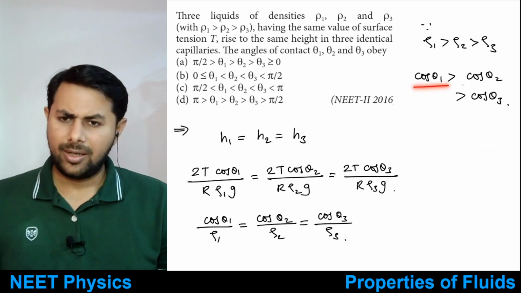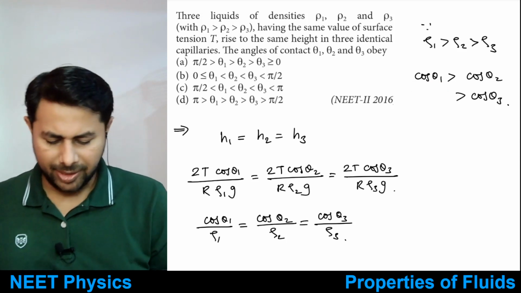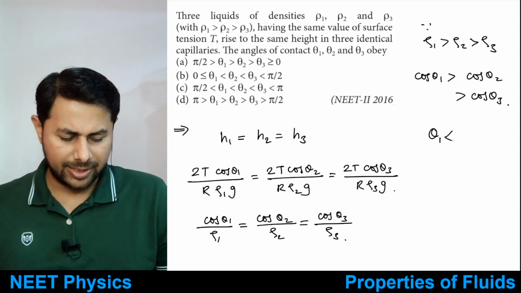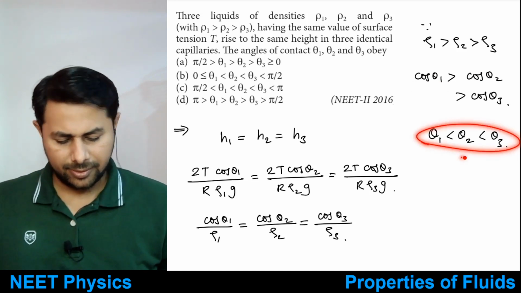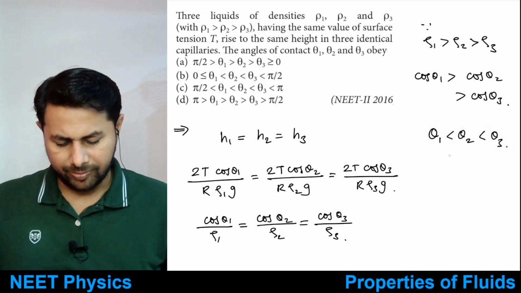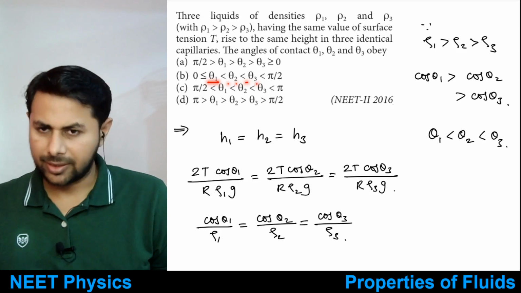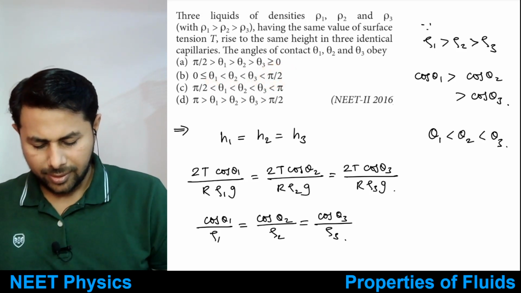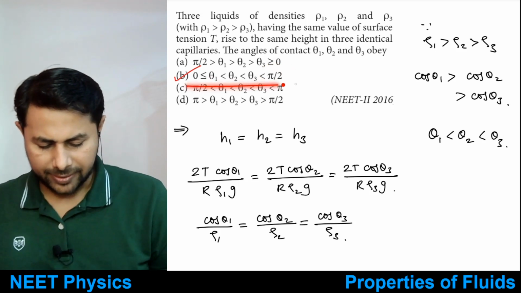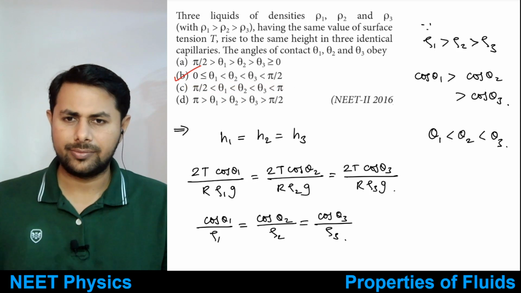Okay, so that's why we are taking maximum angle to be pi by 2, right? So then if angle is small, cos of an angle is more, that means theta 1 must be less than theta 2 must be less than theta 3. Okay, so it is option B. Theta 1 is less than theta 2 is less than theta 3, and all of them are lesser than pi by 2. Okay, so this has to be the case. Is this thing clear, everyone?